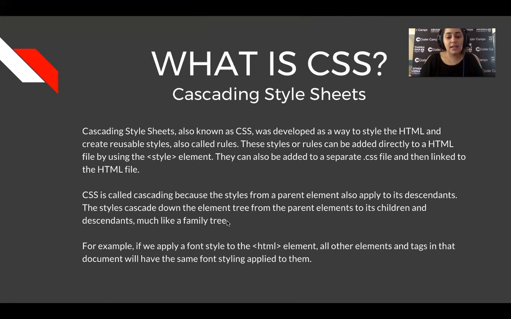CSS is called cascading because the styles from a parent element also apply to its descendants. So what that means is, you can think of genes. We inherited some genes from our parents. I inherited thick, dark hair from my dad. I have this shape eye from my mom, that kind of thing. So for example, if we apply a font style to the HTML element, all other elements and tags in that document will have the same font styling applied to them.